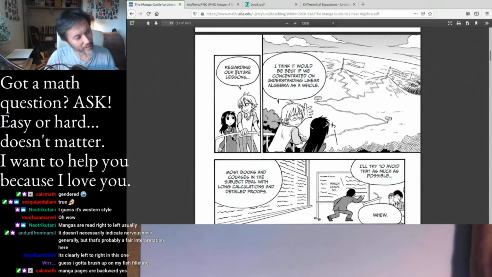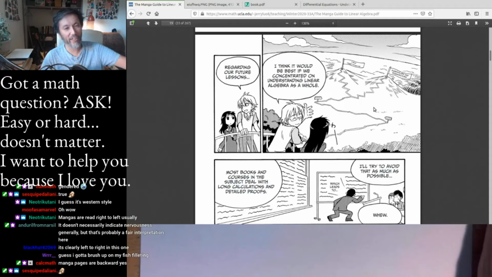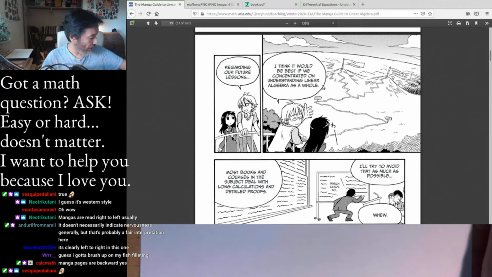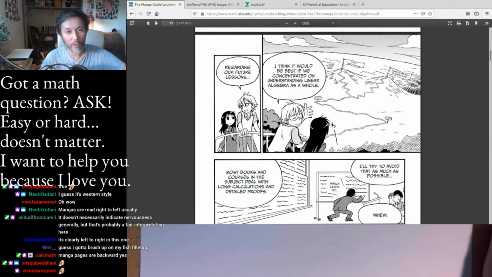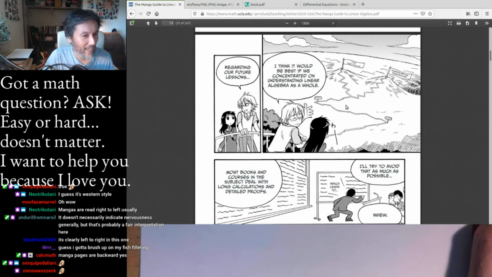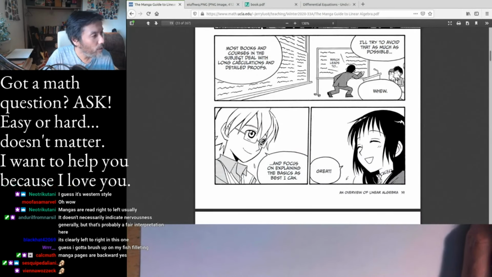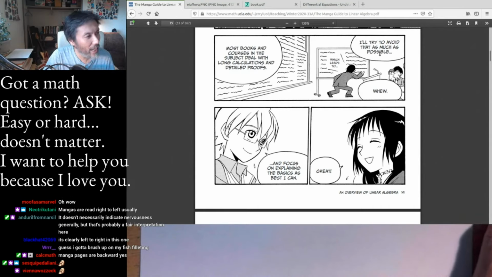Regarding our future lessons, I think it would be best if we concentrated on understanding linear algebra as a whole. Look at this. I like this image of looking out upon a landscape. I think this is a powerful idea for mathematics. There is a landscape out there that you are exploring. I like it. Most books and courses in the subject deal with long calculations and detailed proofs. I'll try to avoid that as much as possible.